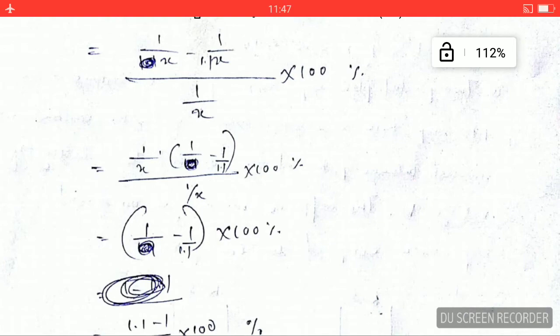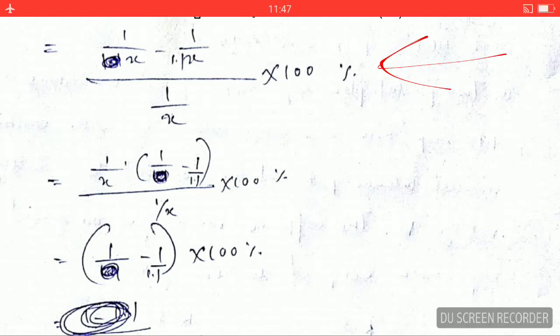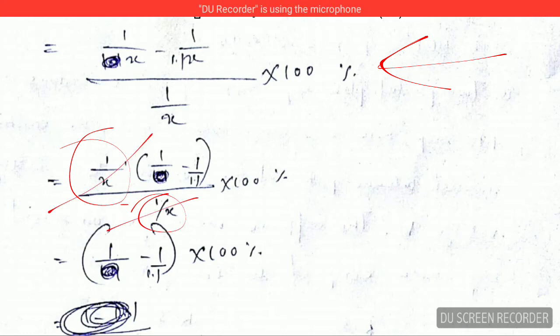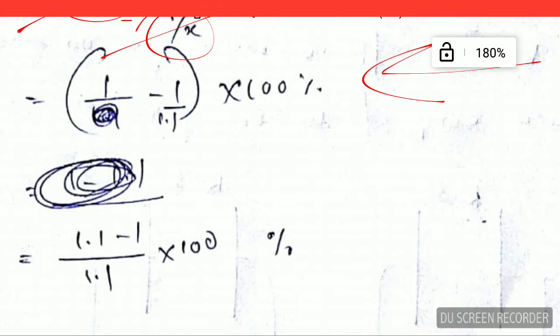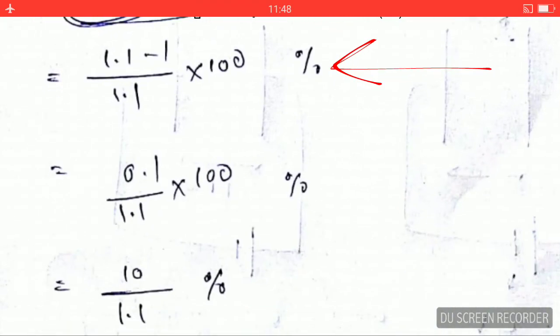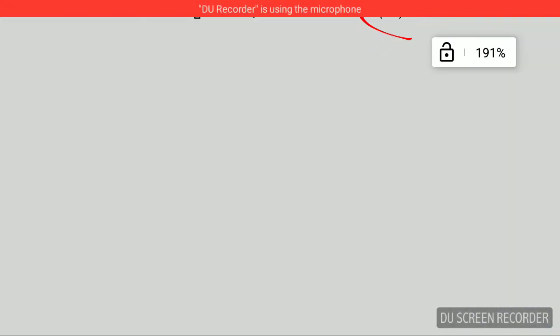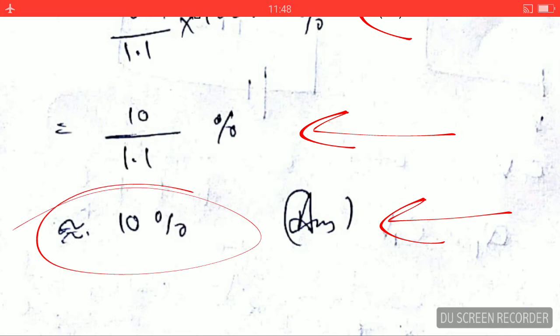After putting the values, many things cancel, and I arrived at this point. You can also solve it and you will come to this point. Then I have taken 1 upon x common, and this quantity and this quantity will cancel out, and we are left with this. On further solving you will get this equation, and then this equation, and on simplifying you will get this, and this is our answer.